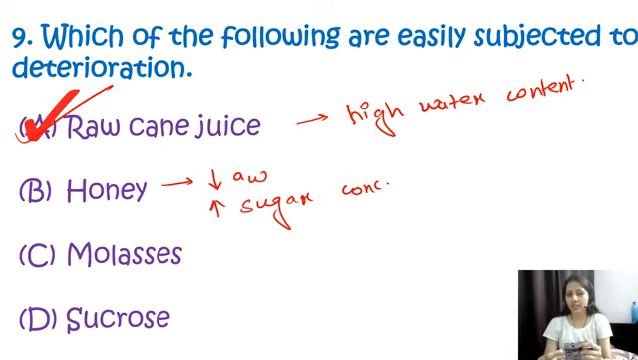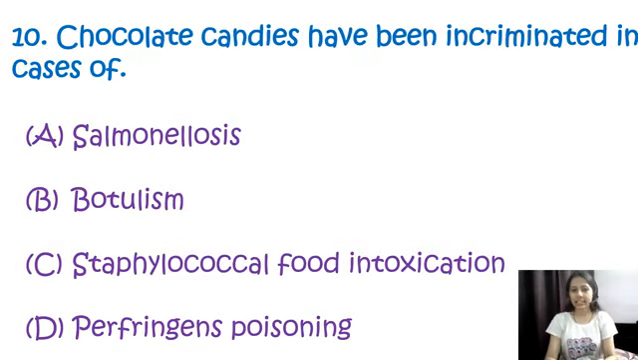So over here my correct option is A, that is raw cane sugar. Now question number 10. Chocolate candies have been incriminated in cases of, so options are salmonellosis, botulism, staphylococcal food intoxication or pharyngeal poisoning. So these chocolate candies have been incriminated in cases of salmonellosis. Actually, these chocolate candies have been associated with outbreaks of Salmonella species.